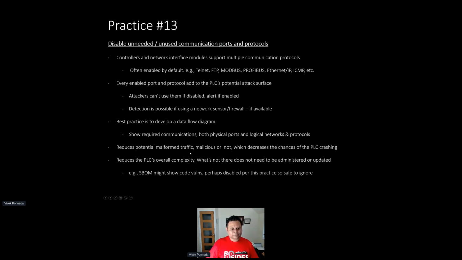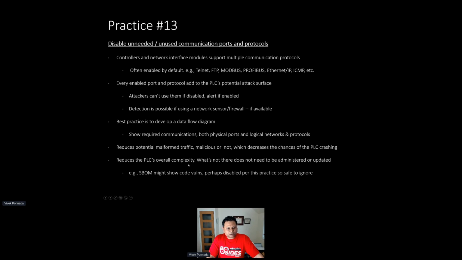Now, the other benefits besides security: it reduces the potential for malformed traffic on this protocol, whether malicious or not, which decreases the chances of the PLC crashing. Mind you, the PLC typically has limited CPU capability, especially the older ones. So there are more ways it can crash in case it's not expecting some traffic, but it gets it, right? So by reducing this malformed traffic, by disabling those ports and protocols, you're reducing the chances of the PLC crashing.